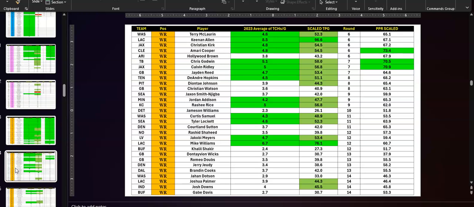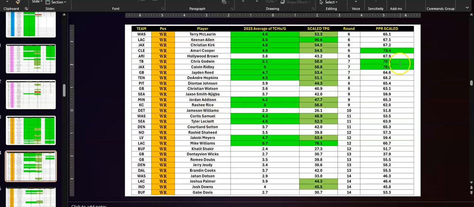Keenan Allen jumps out at me. Round 6. I like him. Been taking him a lot. Hollywood Brown, I worry. Okay. Some other ones, nothing just too bad. Round 9, 10, I start to like Rashee Rice, if he gets out of jail. Lockett looks interesting. Myers looks interesting. Palmer and Downs look interesting in round 14. So some of these just jump out at you.